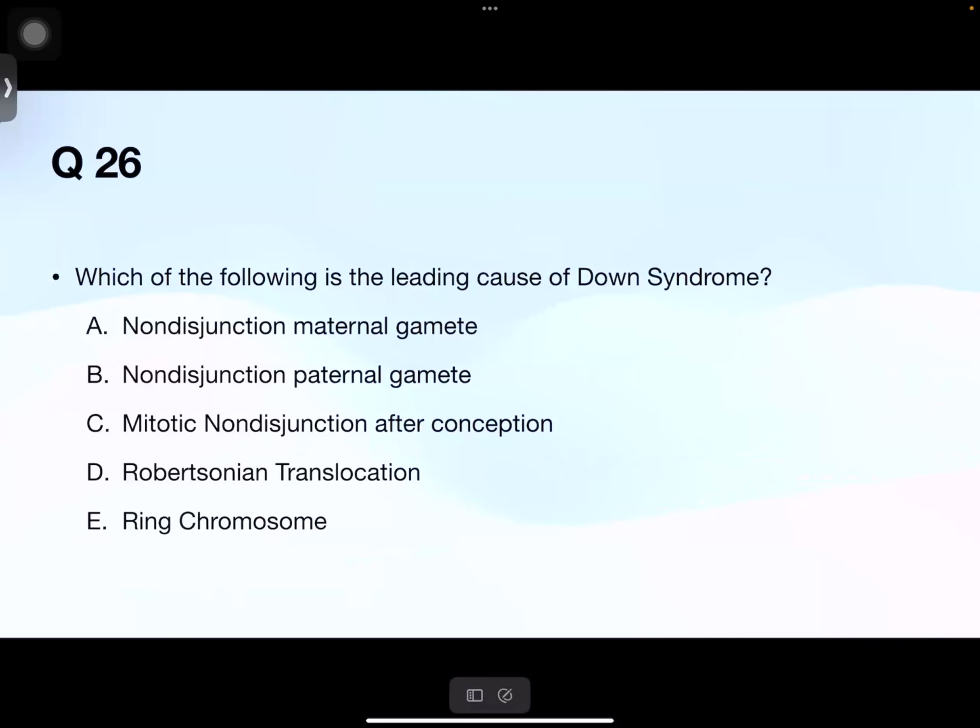Now, which of the following is the leading cause of Down syndrome? The non-disjunction, maternal gamete, paternal gamete, mitotic non-disjunction, Robertsonian.